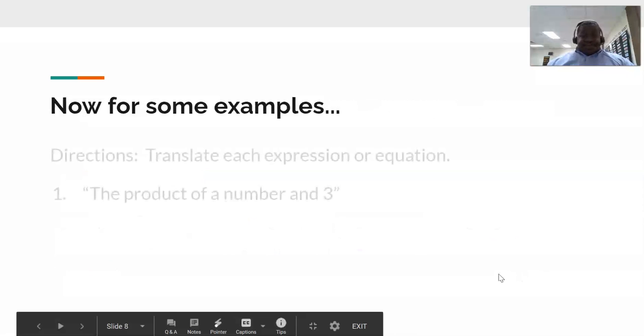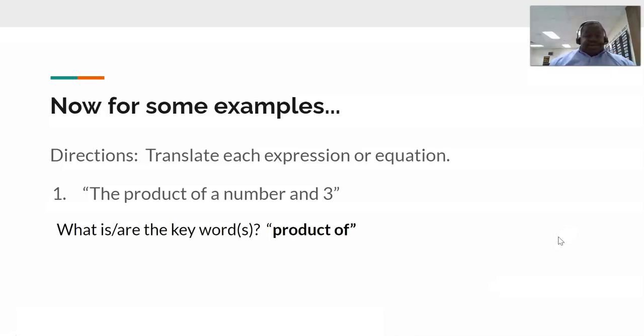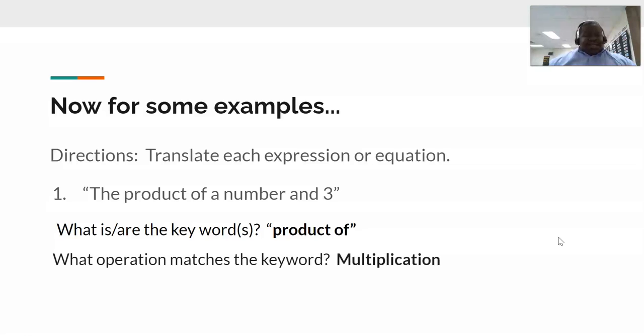Now for some examples. Our directions are to translate each expression or equation. So if we look at the product of a number and 3. What are the key words here? Product of. So product of tells me to do what? What operation is product of? Well, I think that operation is multiplication. So we're going to multiply a number and 3. All right, so when we do that, we're going to write 3 in front of the variable, because typically we put the coefficient in front of the variable. We saw that in one of our videos in Unit 1. Let's look at another example.